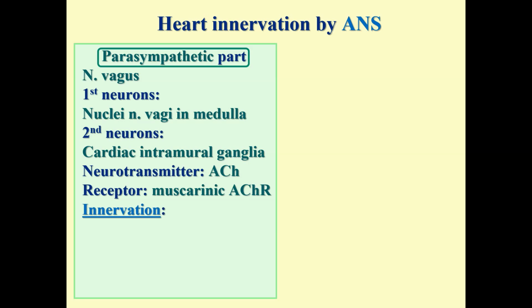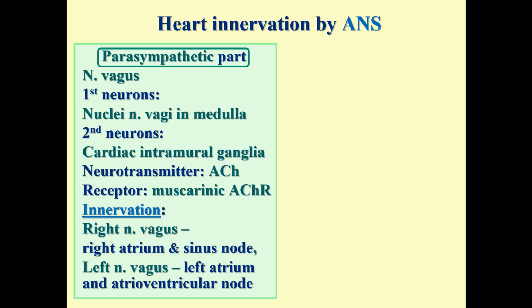And what is innervated in the heart? Actually, not the whole heart has innervation by fibers of nervus vagus. We have both right and left nervus vagus. The right vagus innervates the right atrium and the first node, which is located in the right atrium, the sinus node. While the left one innervates the left atrium and the next node, the atrioventricular node. And generally, you see that's all. Only the atria and the conductive system are innervated by the vagus. So you can notice that the ventricles do not have vagus innervation.